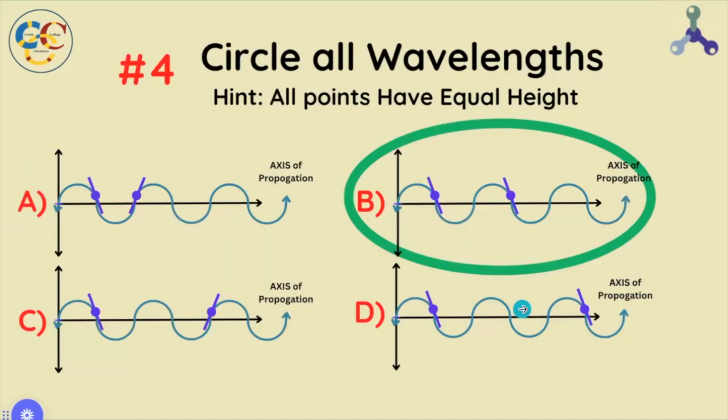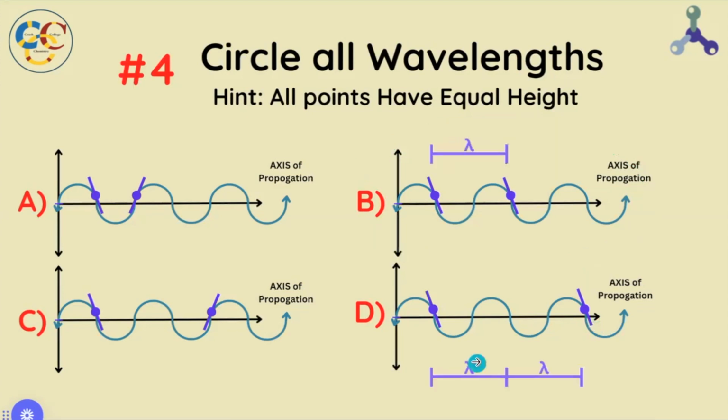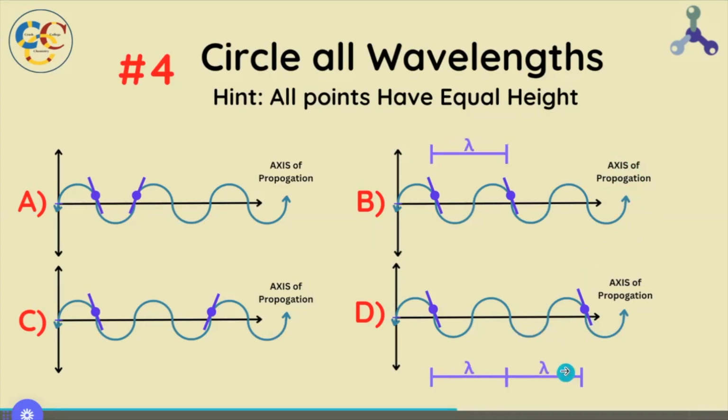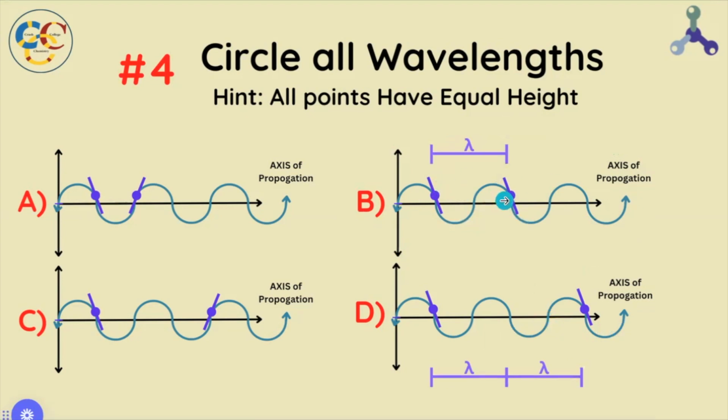D is a tempting answer because both points have an equal height and an equal slope. However, they are not consecutive in sharing these features. Instead, D represents two wavelengths as opposed to B, which is just one wavelength. So B is still the only correct answer.